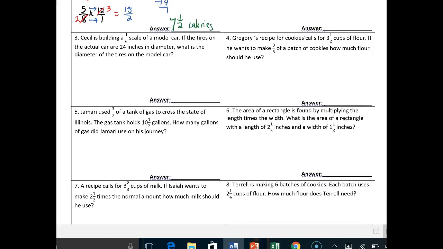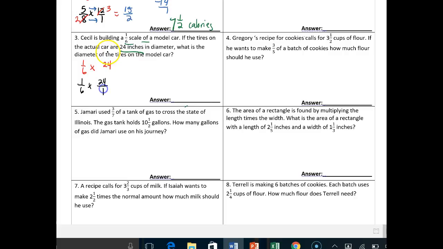Right? Cecil is building a scale model of a car. If the tires on the actual car are 24 inches in diameter, right? Sitting on 24 inches, what is the diameter of the tires on the model car? So 1/6 of 24 inches. So we'll go ahead and set this up. 1/6 times 24.